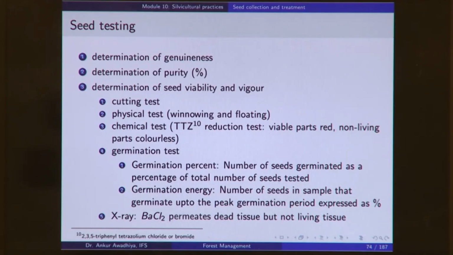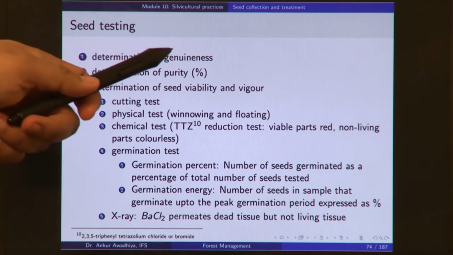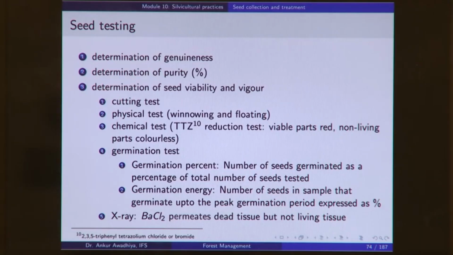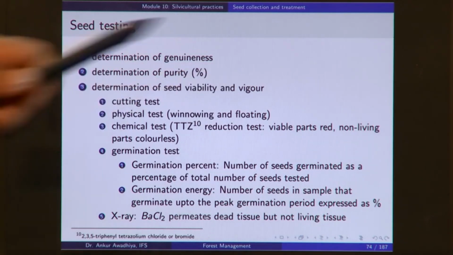So, in seed testing you want to know what is the genuineness of these seeds, what is the level of purity in these seeds. Now, purity means whether you have these seeds as pure seeds or whether there are certain impurities. Do you have certain amount of say dust that is added to these seeds just to increase its weight, or whether you have some fragments of leaves and twigs that are left with these seeds, what is the level of purity. Then you also want to know what is the level of seed viability and vigor.